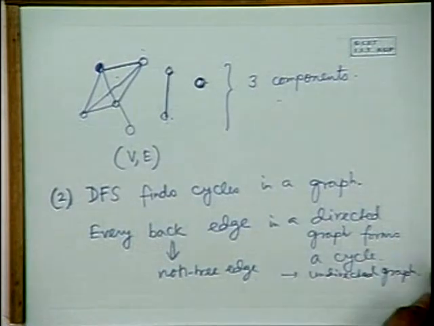Suppose a graph is connected and I tell you there are n vertices in the graph, okay, and there are say m edges in the graph. Can you tell me how many non-tree edge can be there? If the graph is connected and suppose it has n vertices and m edges, how many non-tree edges can it have? M minus n plus 1, right?